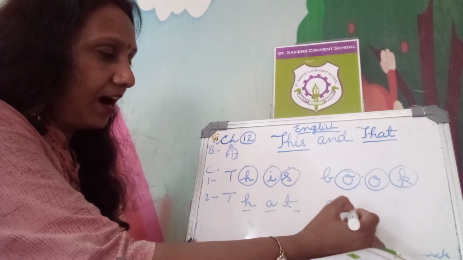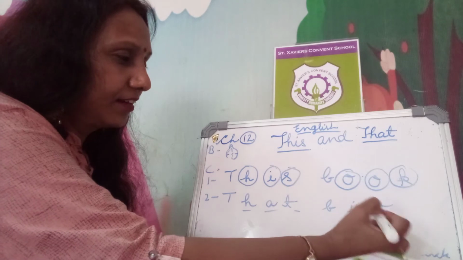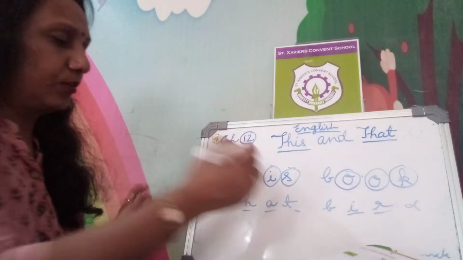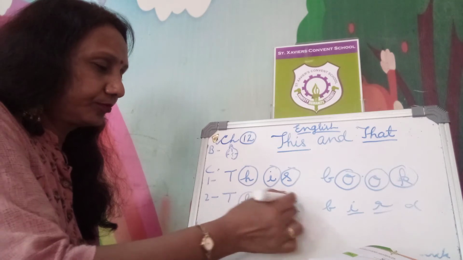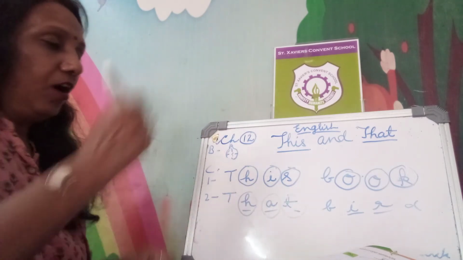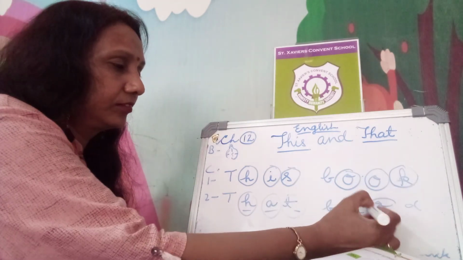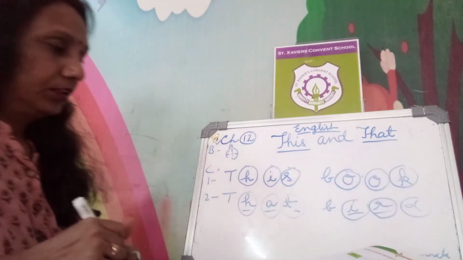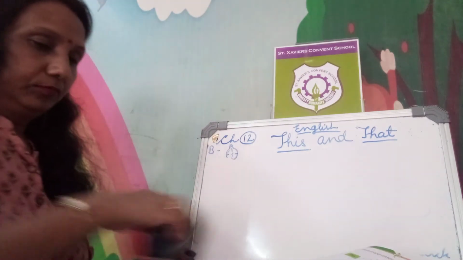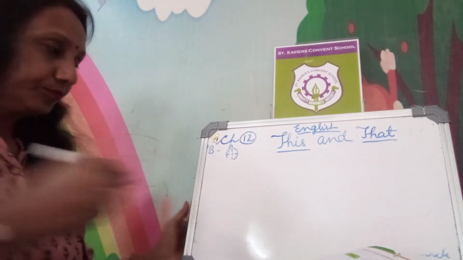B is there. IRD. That you will fill in that circle. Circles. Okay. Now fill all in the circles. Next, point 3.